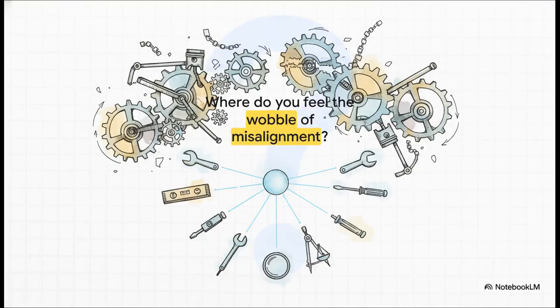And that really just leaves us with one final question to think about. Because this isn't just ancient history, it's a diagnostic tool you can use right now. So, looking at your own work, your relationships, your own mind, where do you feel that friction? Where do you feel the wobble of misalignment? And which one of those 8 tools might just help you find your center again?